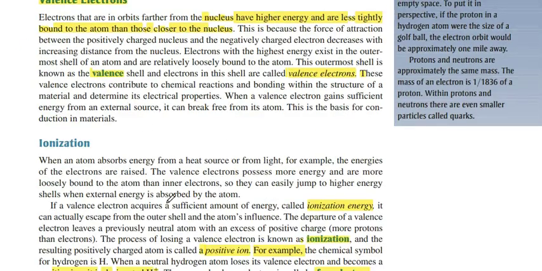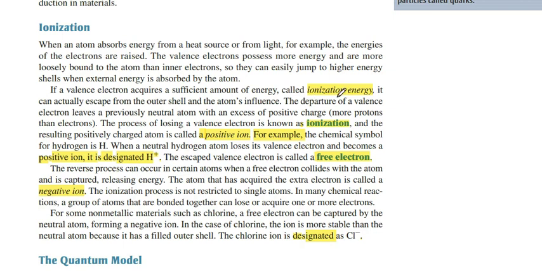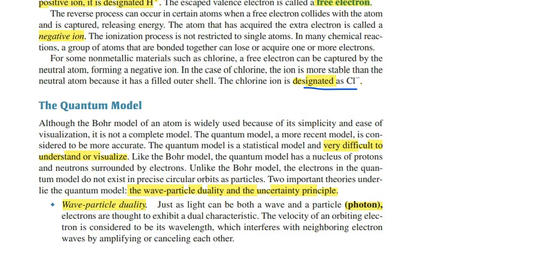So in the ionization topic, these are the types. Ionization energy is the energy when an electron leaves the valence shell or enters the valence shell. And this process of losing valence electrons is called ionization energy. Let's see, it gives the chlorine example. We see that. Now the quantum model.